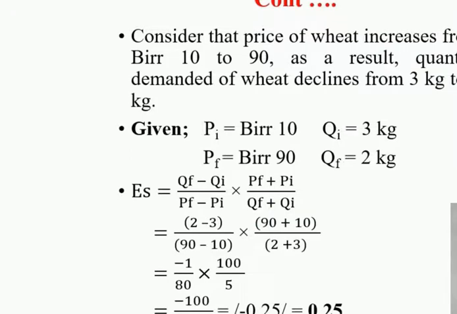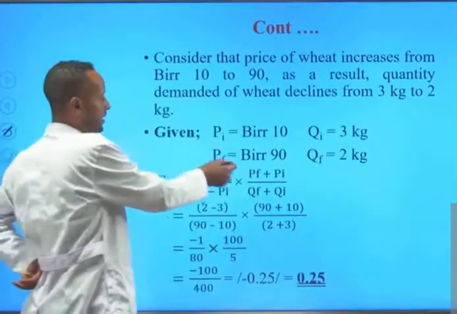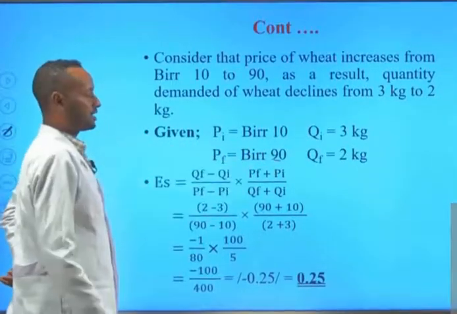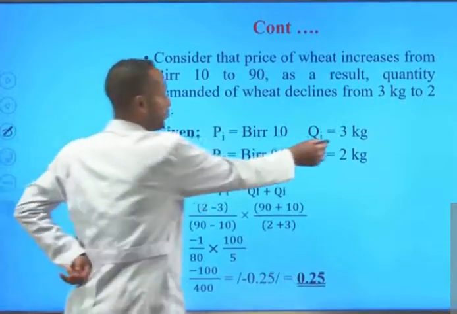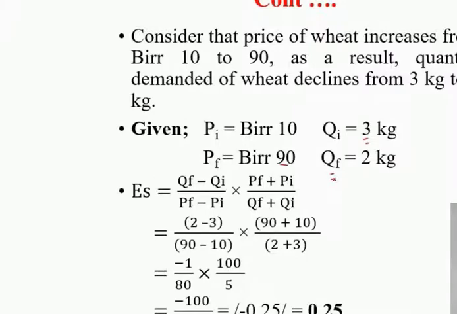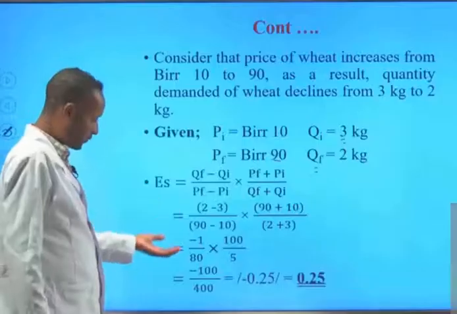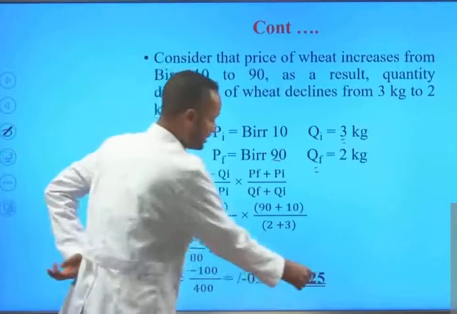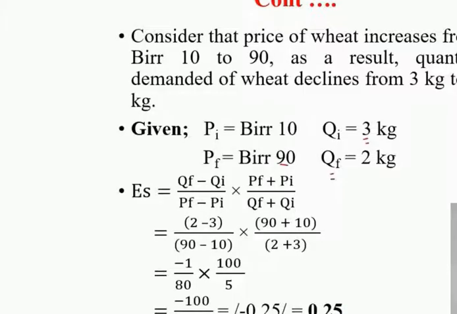Mathematically, consider that the price of wheat increases from 10 to 90. As a result, the quantity demanded of wheat declines from 3 kg to 2 kg. That means the price was initially 10 and finally it increased to 90. As a result, the initial quantity was 3 kg and the final quantity is 2 kg. And when we substitute this information into this formula, we get 0.25. This 0.25 lies between 0 and 1. Hence, the buyer is said to be inelastic.